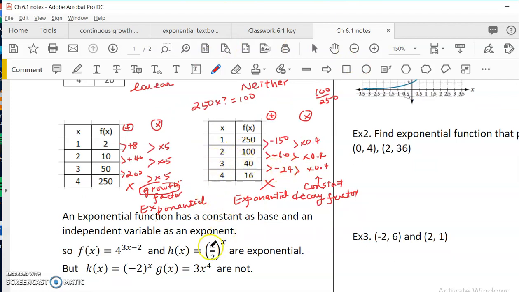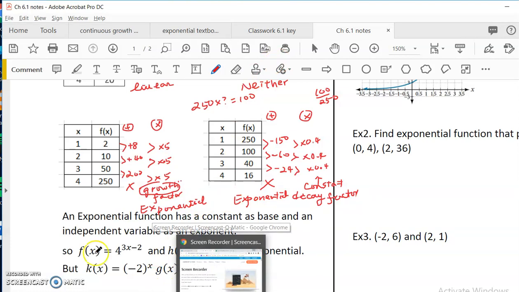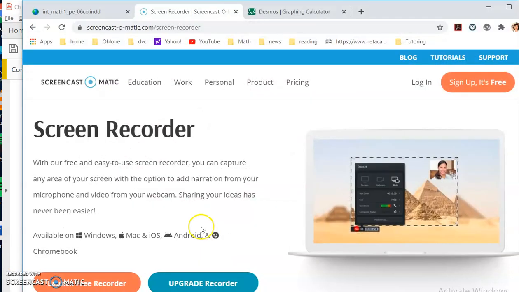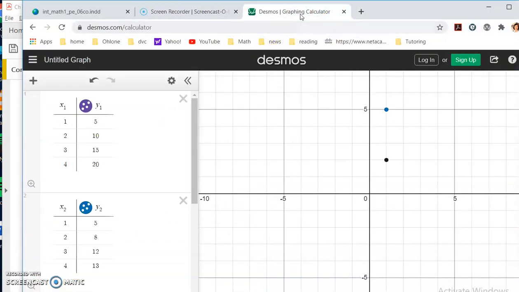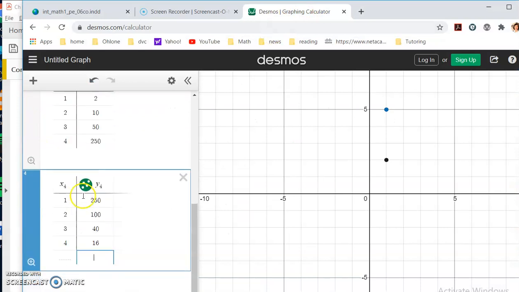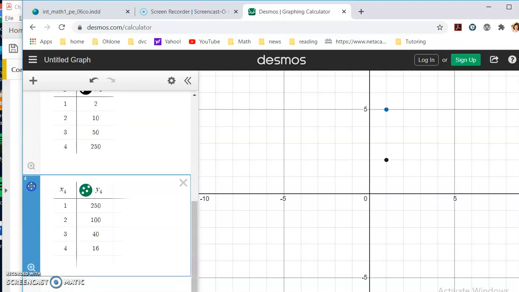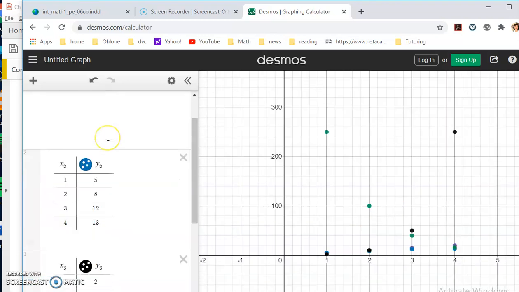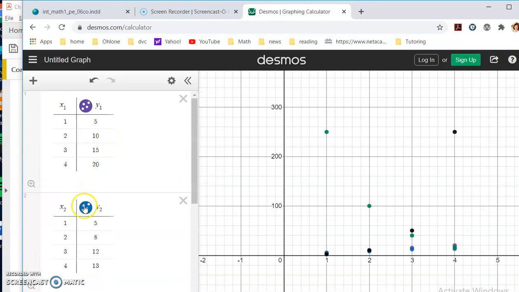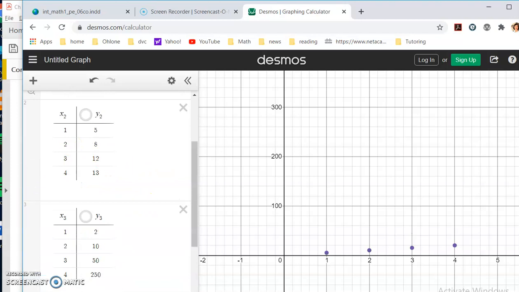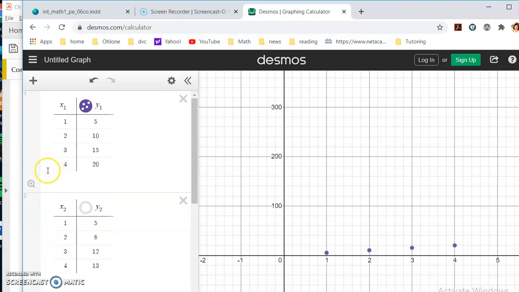If you look at the graph, if you don't want to do this multiplication, you can actually graph them on Desmos. Switch to here. I have entered those 4 tables here. Let's look at the first one. Zoom in. They're all mixed together, so can I zoom in just for the first one?